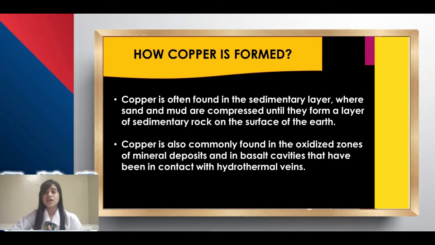This is why copper is often found in the sedimentary layer, where sand and mud are compressed until they form sedimentary rock. So the copper ores are trapped in oxidized zones within these types of rocks. So nasabi ko na kanina that copper ores are usually found in oxidized zones and in basalt cavities that have been in contact with hydrothermal solution. So the presence of volcanic regions are good indicators na in that area maraming copper ores. Why? Because the basalt cavities are usually located in that area.